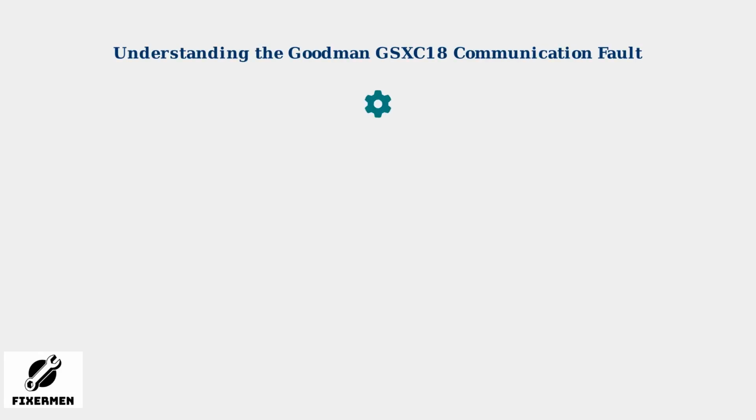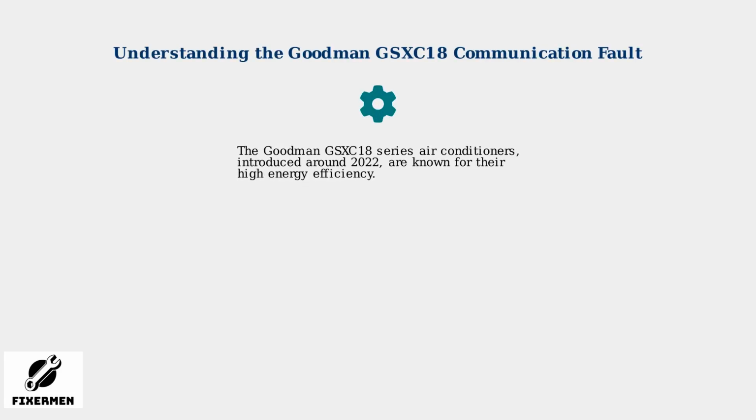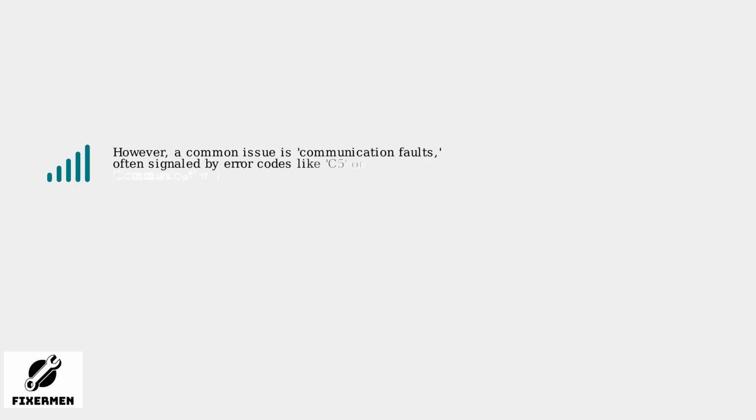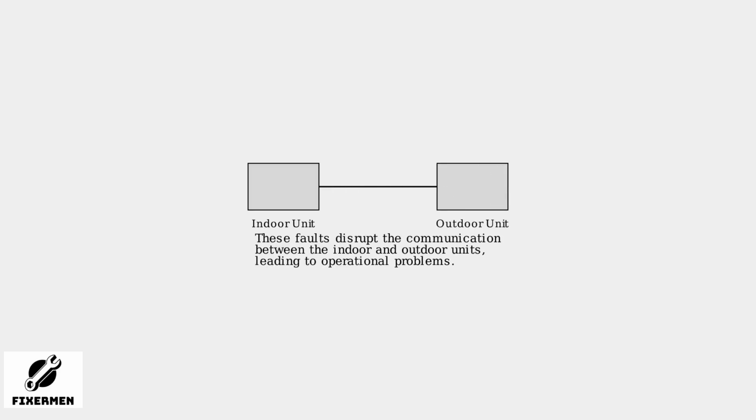The Goodman GSXC18 Series air conditioners, introduced around 2022, are known for their high energy efficiency. However, a common issue is communication faults, often signaled by error codes like C5 or communication error. These faults disrupt the communication between the indoor and outdoor units, leading to operational problems. This video will explain the causes, fixes, and future outlook of this issue.